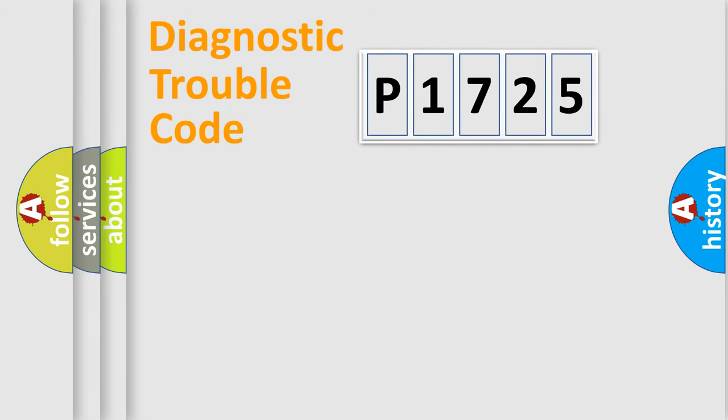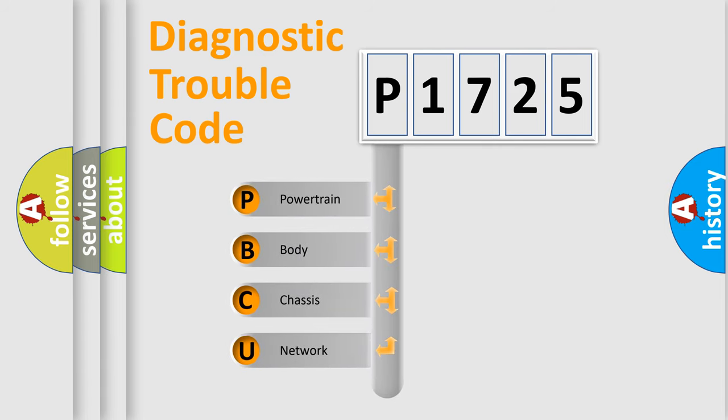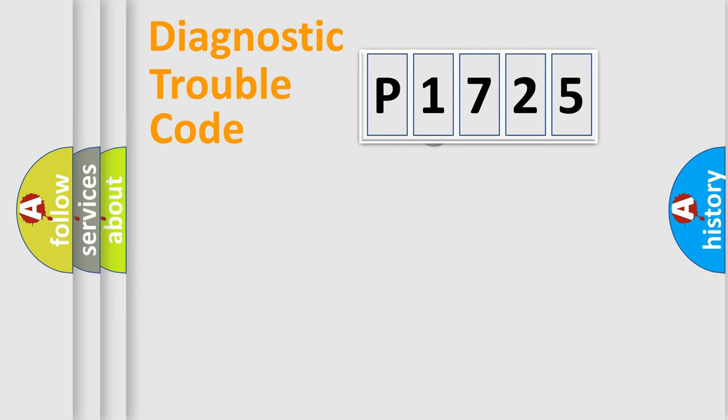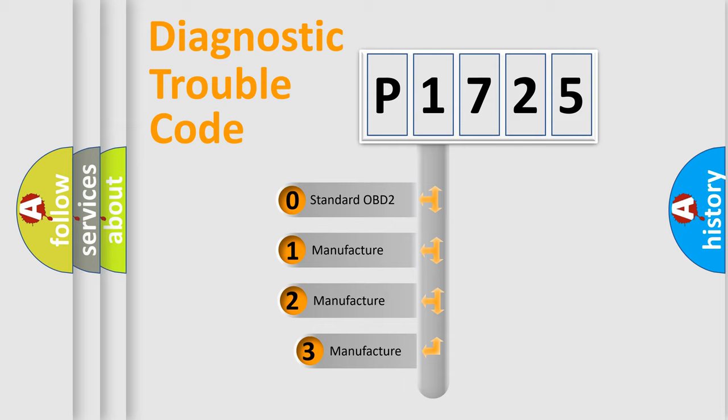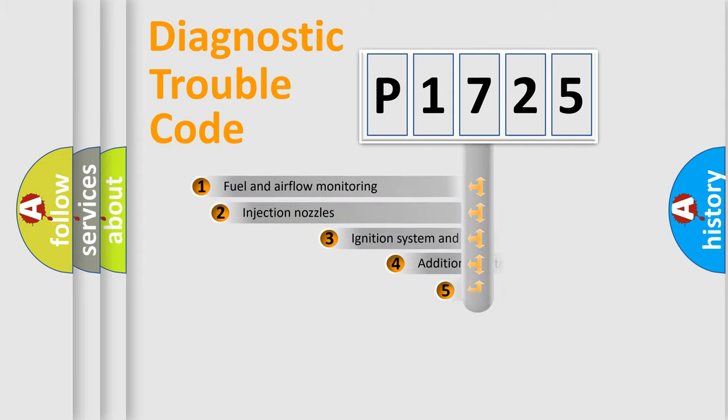Let's do this. First, let's look at the history of diagnostic fault code composition according to the OBD2 protocol, which is unified for all automakers since 2000. We divide the electric system of an automobile into the four basic units: powertrain, body, chassis, network. This distribution is defined in the first character of the code. If the second character is zero, it is a standardized error. In the case of numbers 1, 2, 3, it is a more specific expression of a car-specific error.